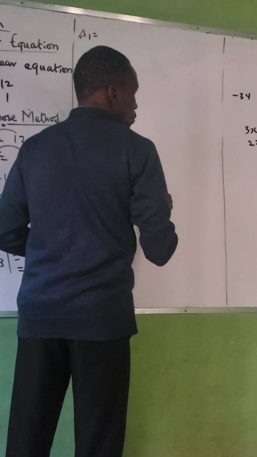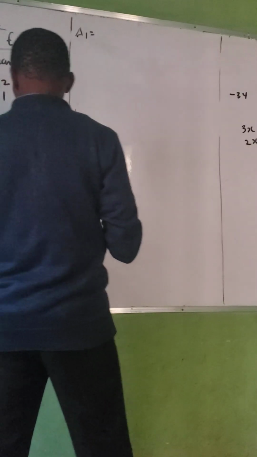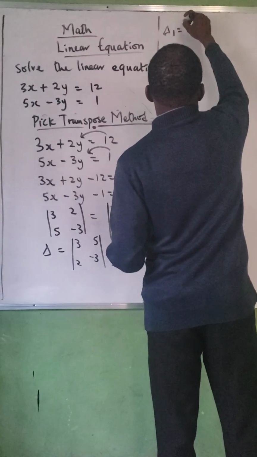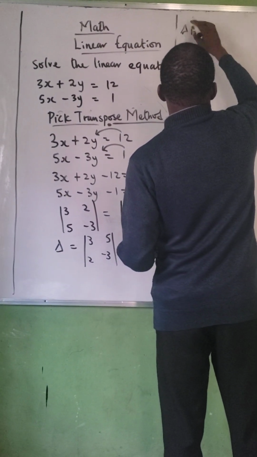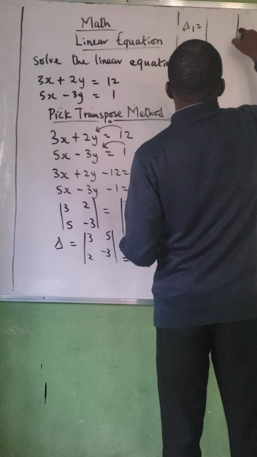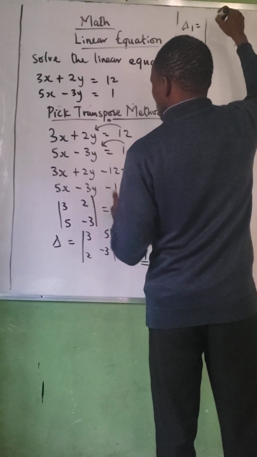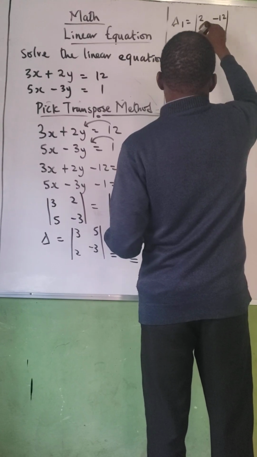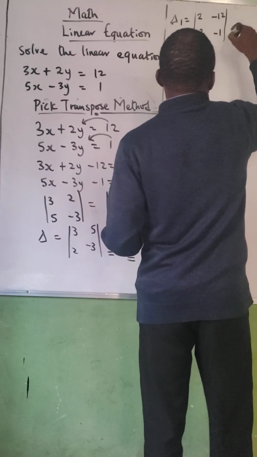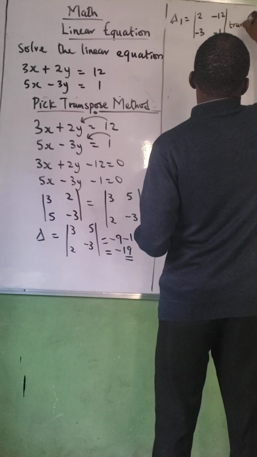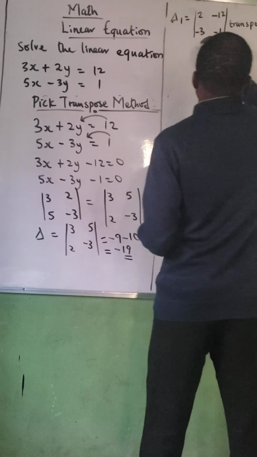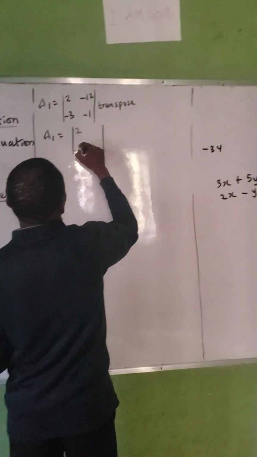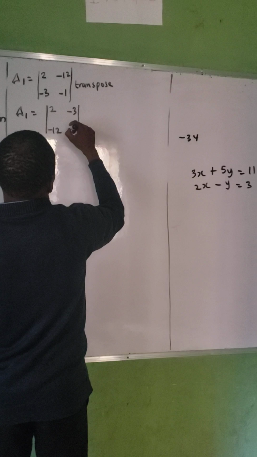Let's look for our delta 1 now. Delta 1. You pick the next two column coefficients. That is the second and third column coefficients. Then you look for the transpose. So the second and third column coefficients, we have what? That's 2, minus 12, minus 3, and then minus 1. Now the transpose will give us 2, minus 12, minus 3, minus 1.